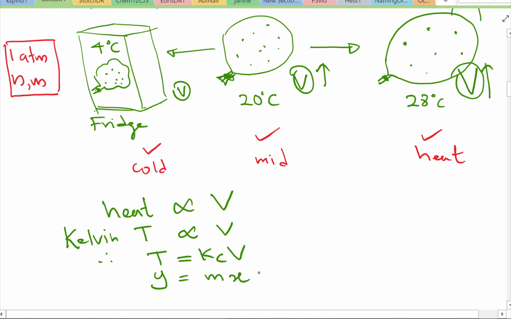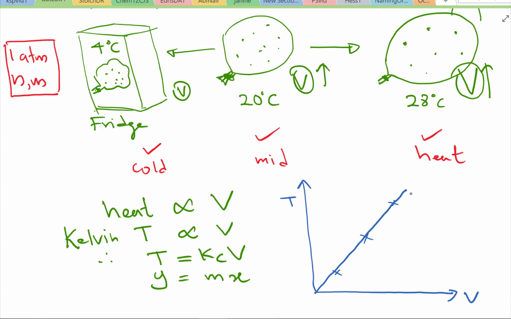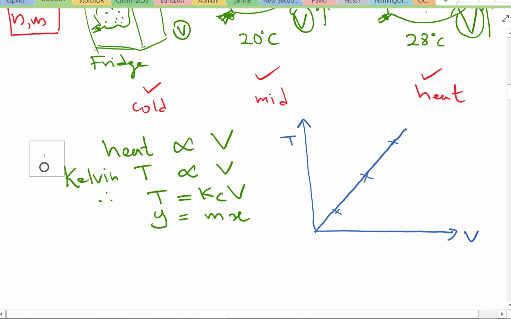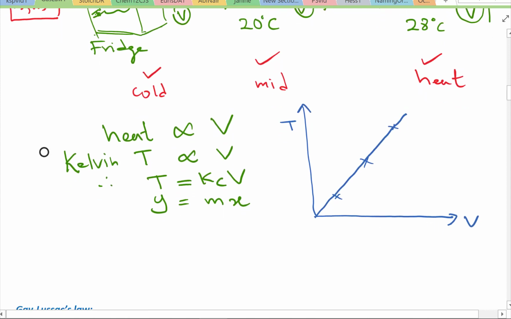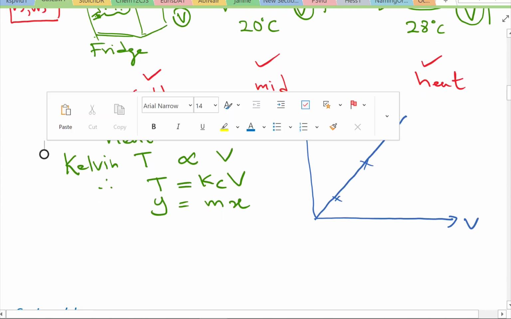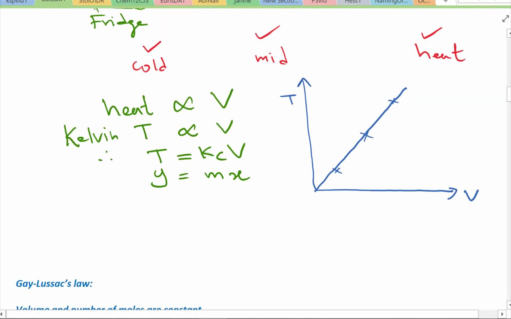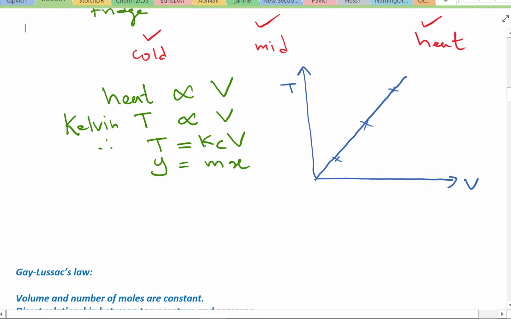So Y is equal to mx again, so it's a linear relationship. We can graph it this way. Y is T, temperature in Kelvin, and the x-axis is V. So it goes linear through the (0, 0), right? Now that's straightforward, but this is the more important part to understand and memorize.